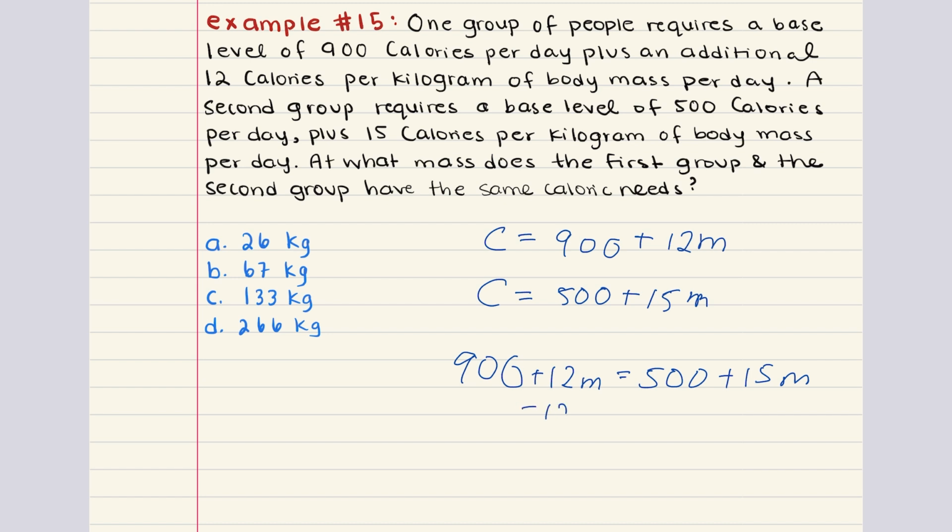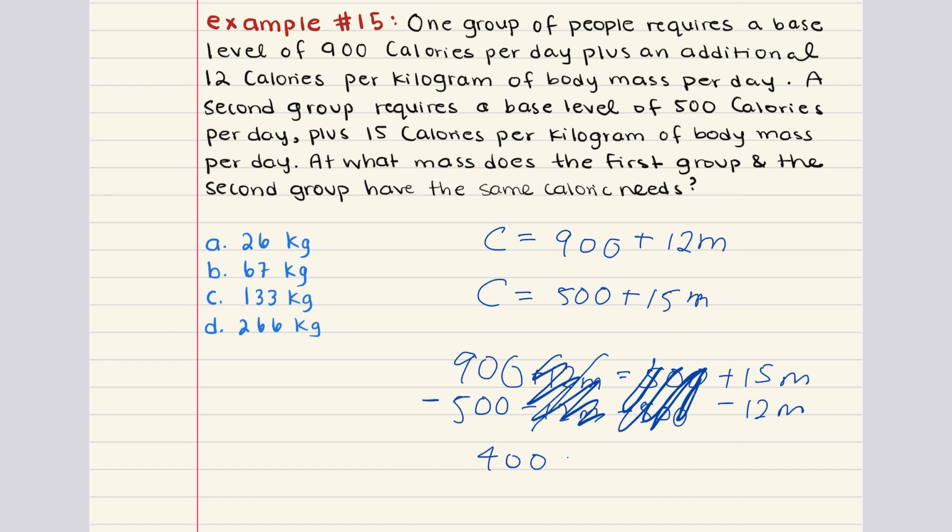We're going to subtract 12m from both sides. This way, we get rid of this term on the left side. And then we're going to subtract 500 from both sides as well. This allows us to get rid of that term right there. So now we have 400 is equal to 3m. Then we divide both sides by 3, and we get that m is approximately 133 kilograms. So the correct answer for problem 15 is C.